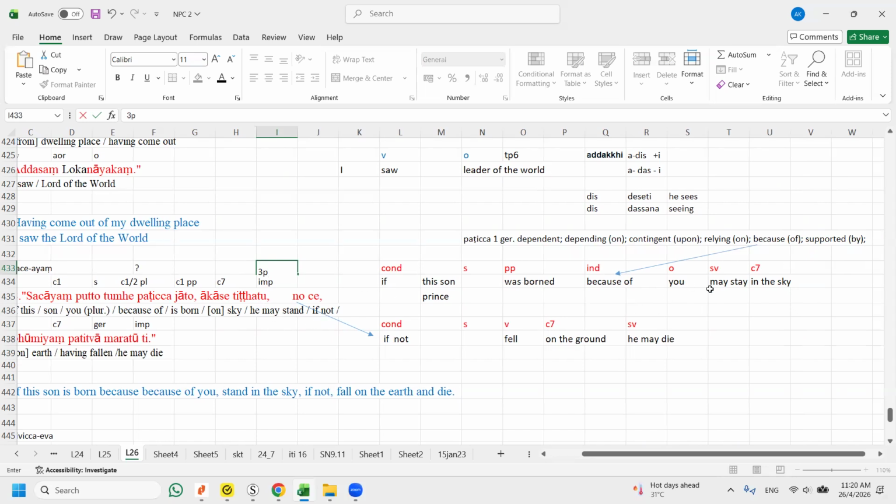So in this case, may. Can you see may? May he stand in the sky. So technically this line, may he, titanti means stand, in the akasa, which is space or sky. So technically, this line is supposed to be this.